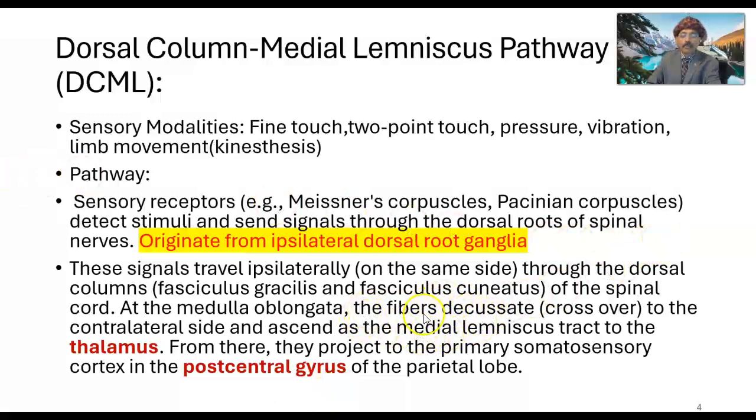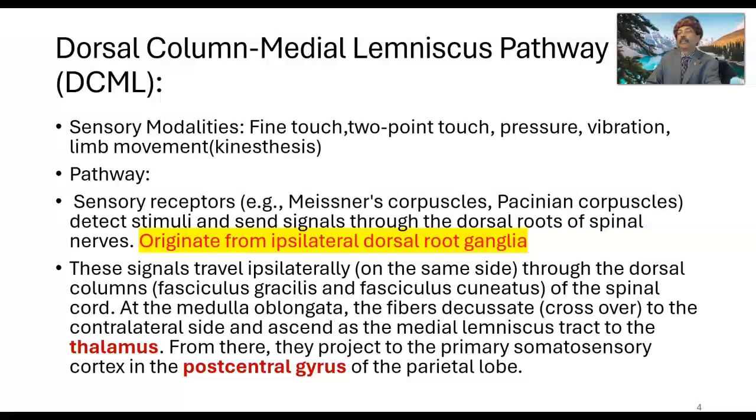Okay, so this is the dorsal column medial lemniscus pathway. Before that, it is ipsilateral, then there is crossing at the medulla oblongata level. Then it goes through the thalamus. The thalamus is a great sensory relay station. All sensations go through the thalamus except olfaction.